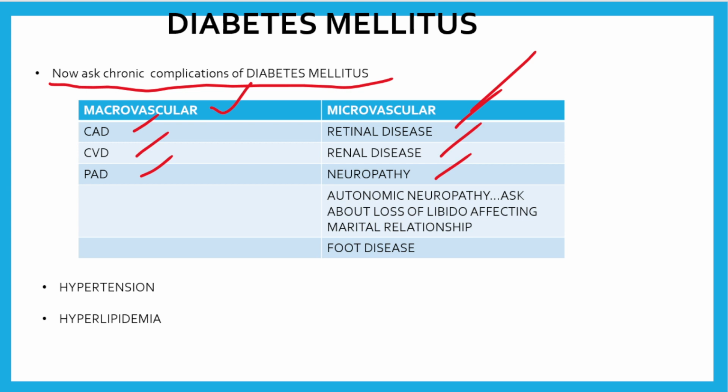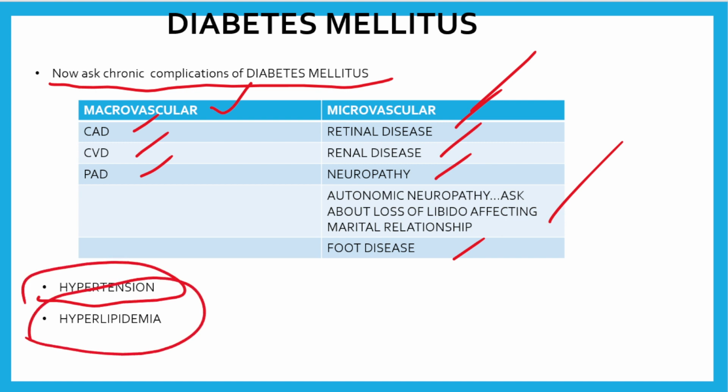Autonomic neuropathy, asking whether the patient has any loss of libido affecting marital status. We'll ask about any foot disease, and we will ask about hypertension, since diabetes is often associated with hypertension. So we'll ask about hypertension and hyperlipidemia.